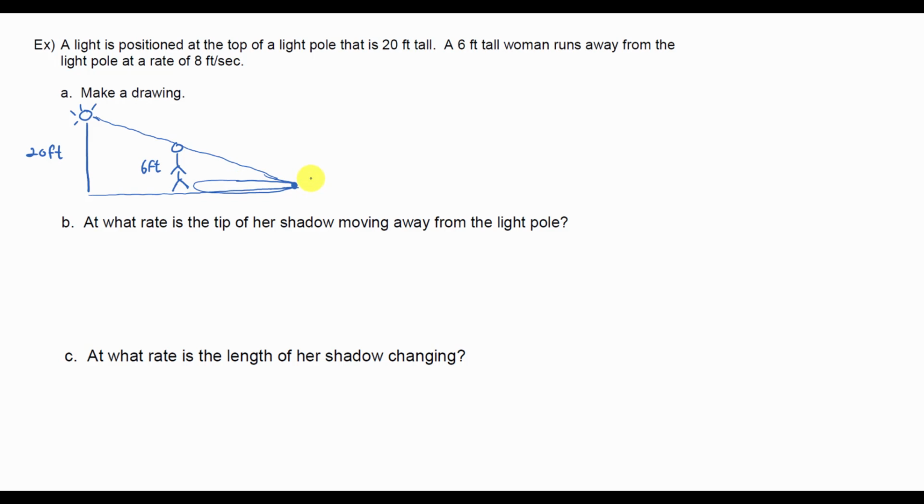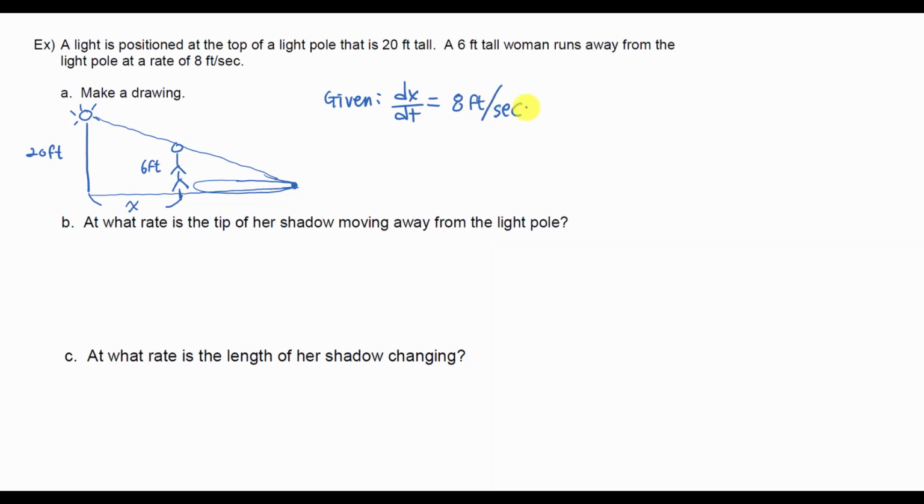So then what information is known? It says the woman runs away from the light pole at a rate of 8 feet per second. And the woman is right here. Where the woman is standing as she walks away is changing because she keeps running away from the pole. But wherever she is, let's call this distance x. Then it's giving you the rate at which she is running away, 8 feet per second. So dx/dt is given. She's running away at a rate of 8 feet per second.